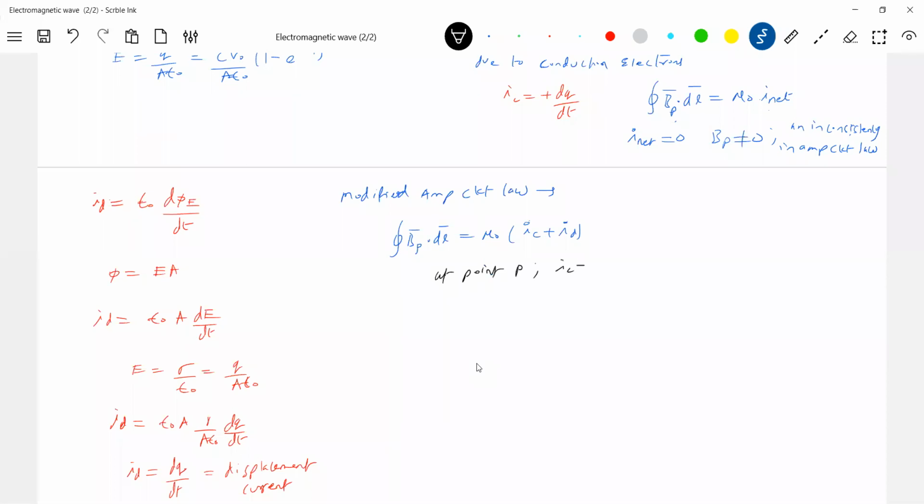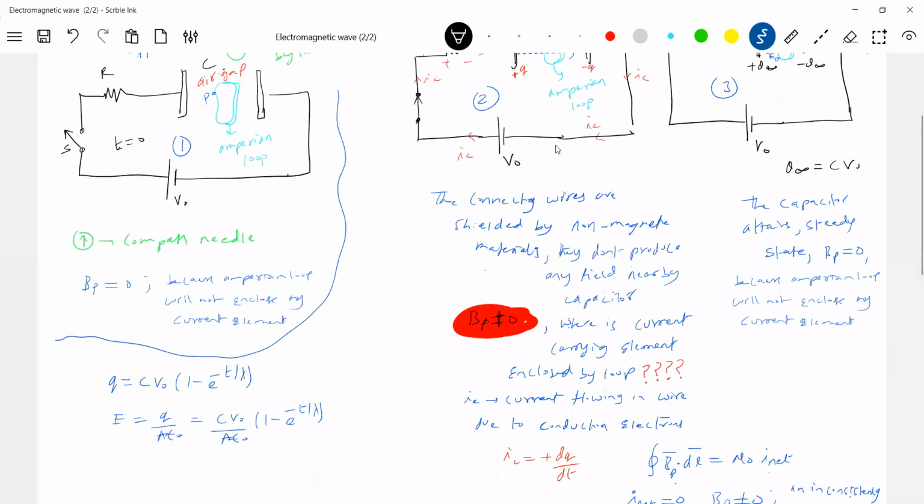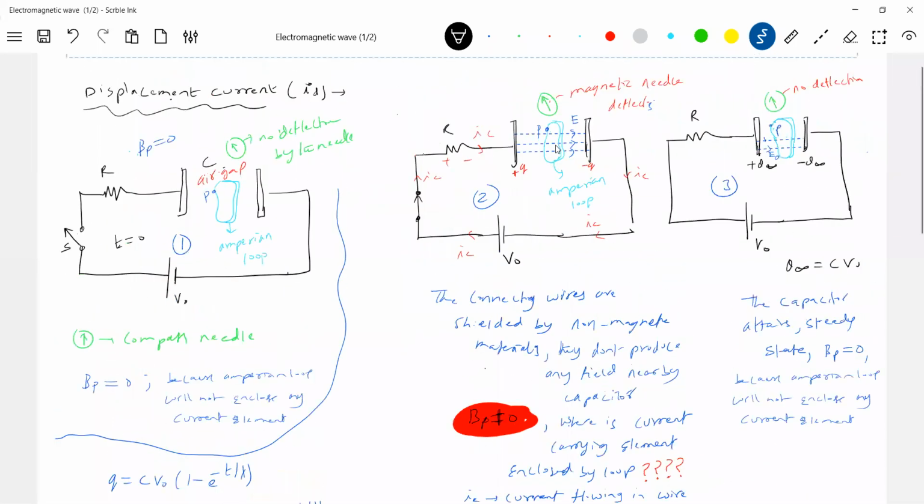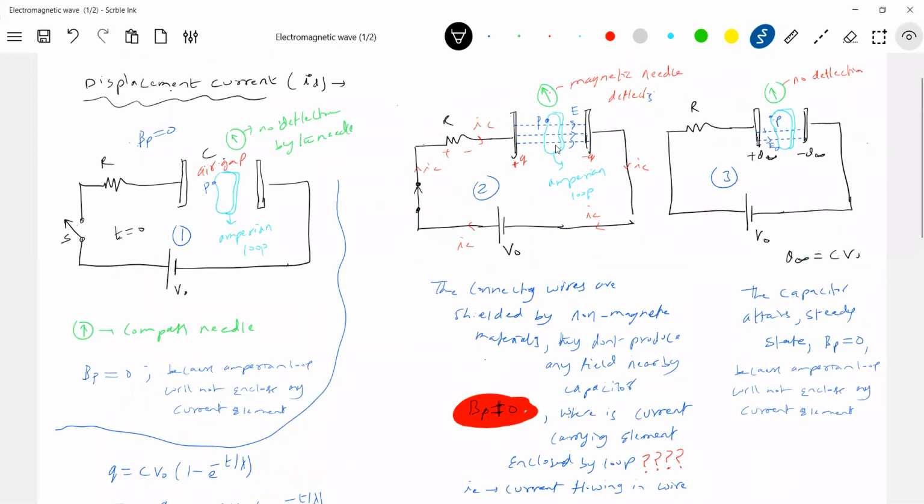At point P, I_C should be zero. So therefore, now a suitable expression is... In the third circuit, there is no conduction current. Charge is present and the electrostatic field is there. If I go and check it, the magnetic field is zero. The reason for that: there's no conduction current, and there's no displacement current.